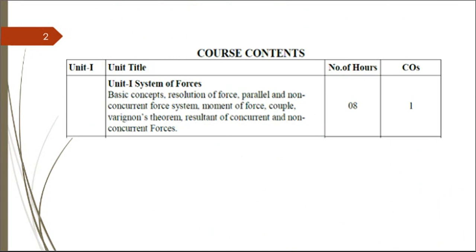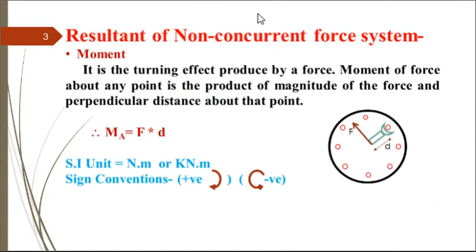So here this is the course content. Now, resultant of non-concurrent force system. As we have seen, to determine the resultant of a force system, there are a total of 4 methods, that is triangle law, parallelogram law, polygon law, and resolution and composition. Out of these, triangle law and parallelogram law are used when there are two forces in the system. Resolution and composition is a method of determination of resultant for n number of forces in a system, and polygon law is the method to determine the resultant graphically.